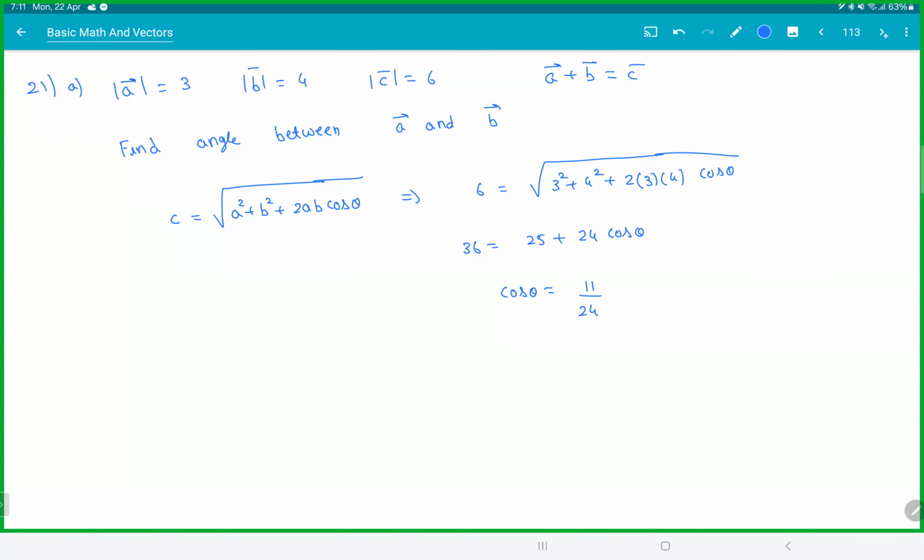Right. That's all, there was nothing else in the question. Like basic question, just substitution. There's nothing there. Clear? Next one.